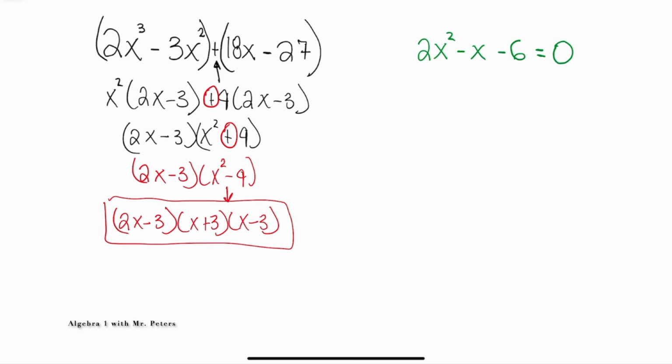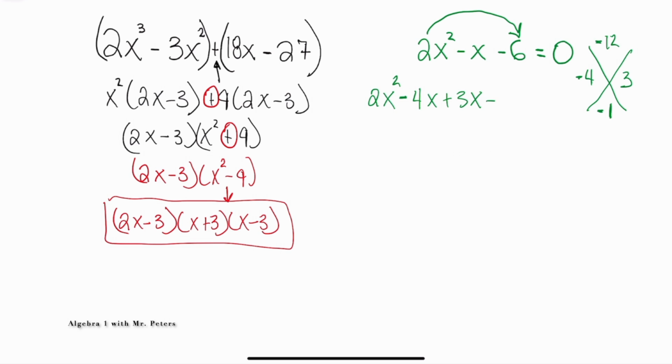Now, the second example, we have a trinomial, but even with trinomials, we could use grouping, especially if we use the AC method. So when we multiply A and C, we're going to get negative 12, and we know that the factors we choose have to add to give us a negative 1. So our factors are going to be 4 and 3, and if we need a negative 1 when we add, the larger number will be negative. So now we substitute: 2x squared minus 4x plus 3x minus 6 is equal to 0.